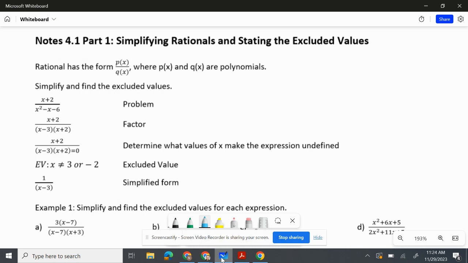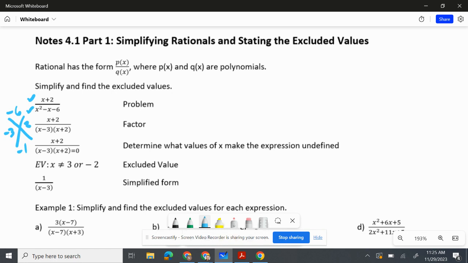What we're going to do is simplify radicals, and we're going to be stating the excluded values. So with the example that we have right here, we have x plus 2 over x squared minus x minus 6. The first thing that we're going to do is factor it. Two numbers that multiply together give us negative 6 and add up to negative 1 would be negative 3 and 2.